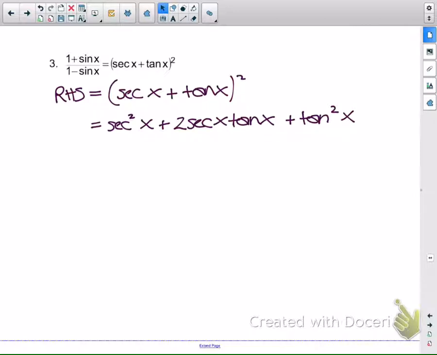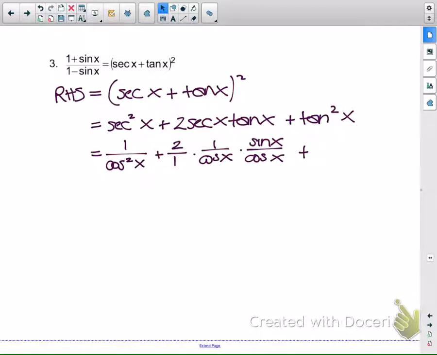Here's the first place that we're kind of seeing one of the things from the checklist: turn everything into terms of sines and cosines. That's helpful to do here. Secant is the same as 1 over what? Secant's the same as 1 over cosine. So this one's cosine squared. This is 2 over 1 times 1 over cosine times sine over cosine, which we'll combine in a minute.